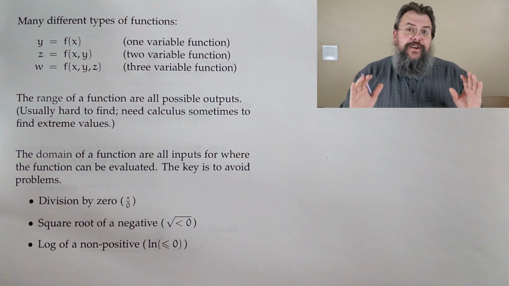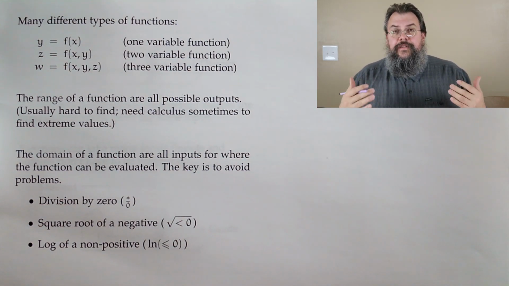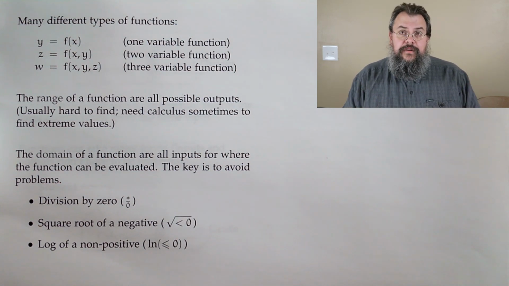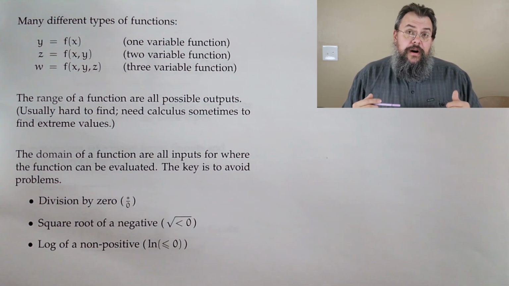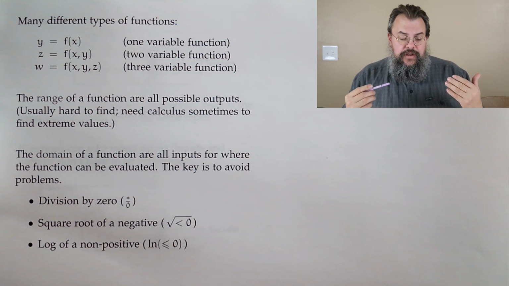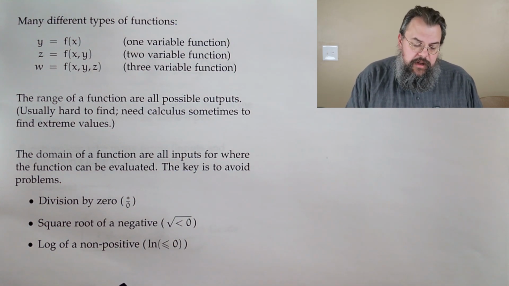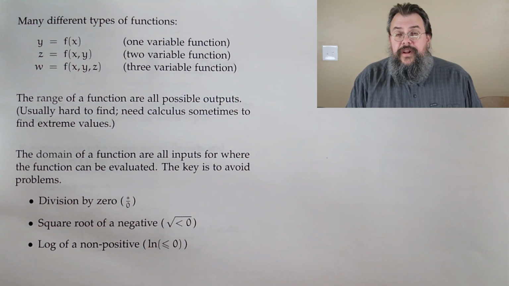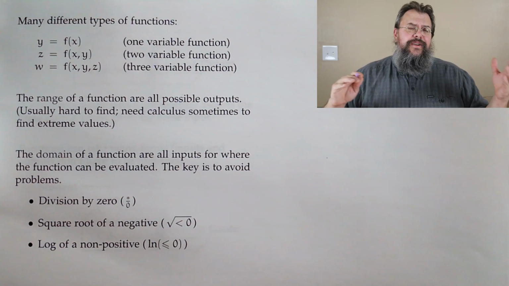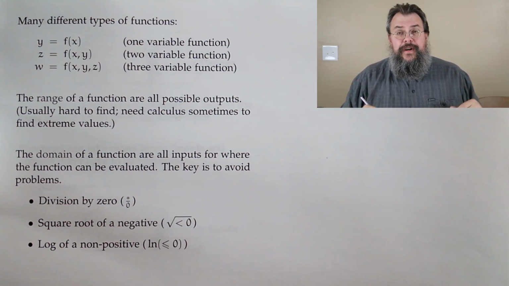Square roots of negatives. We can't take a square root of a negative number. We have to assume that our square root has either 0 or something greater than or equal to 0. Also, in a similar fashion, log. Log has issues, and we'll talk about log of non-positive. So in other words, you can't put a negative number into a log.